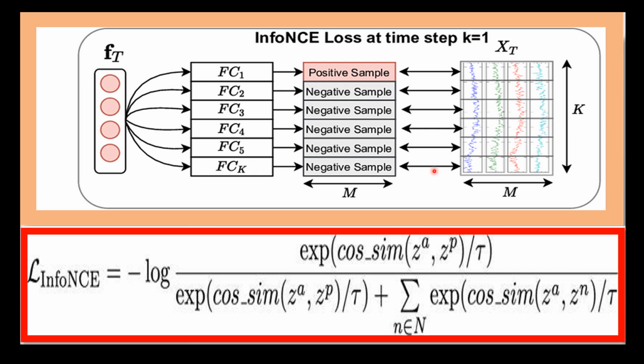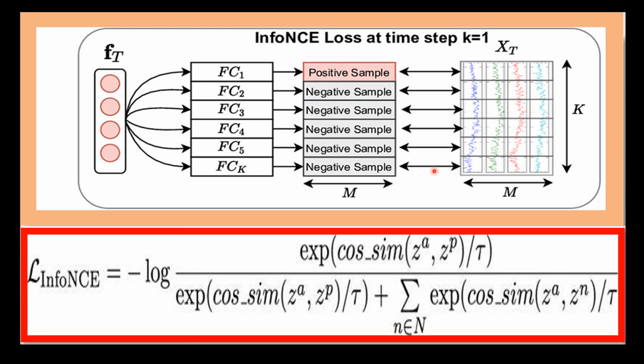And in the end, let's understand this InfoNCE loss or the contrastive loss function. Now this InfoNCE is a method used in a type of machine learning called contrastive learning, and it's a way to train models by comparing related examples and unrelated examples and adjusting their representations accordingly.